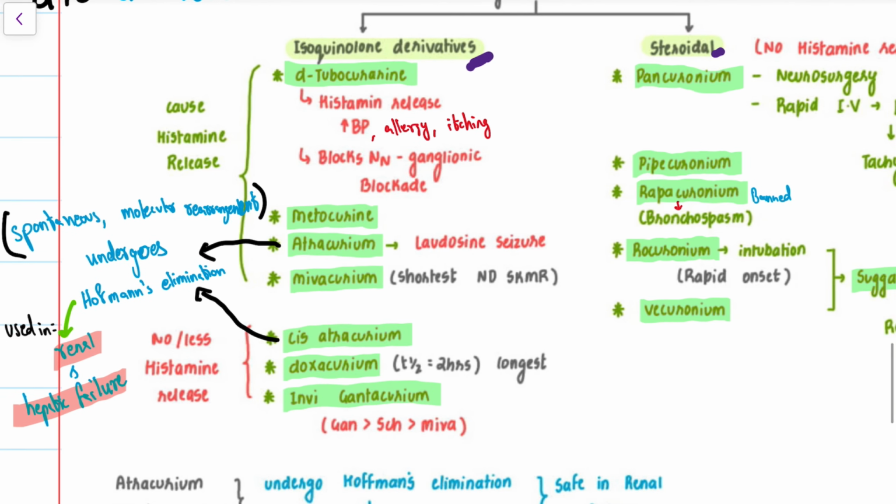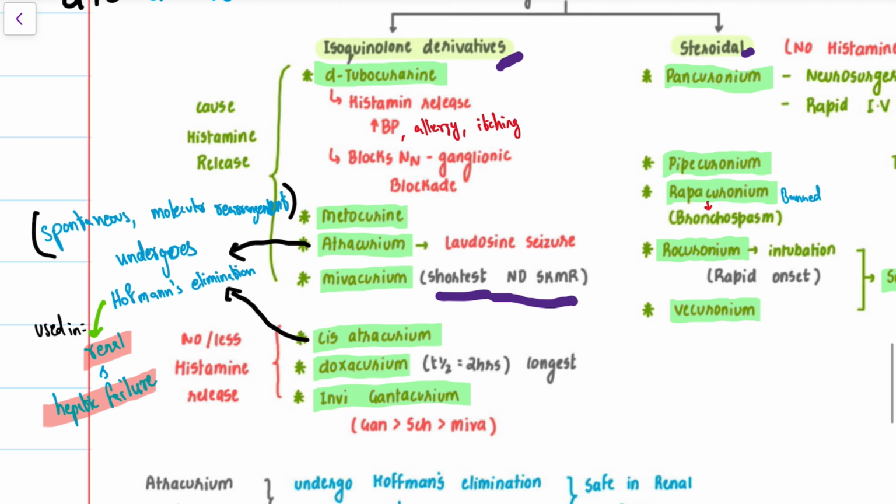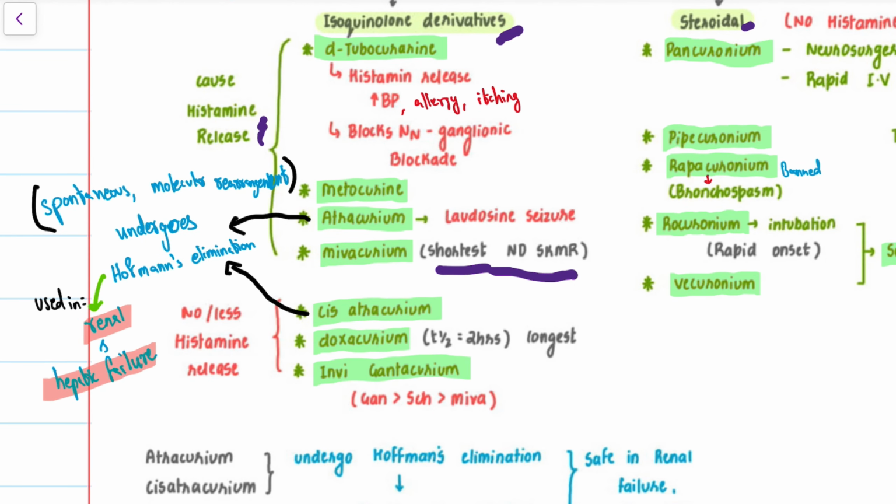Then the other examples are metocurine, atracurium, and mivacurium. Mivacurium is the shortest acting non-depolarizing SKMR. All of these examples cause histamine release, therefore causing allergic reactions. But the other examples, cisatracurium, doxacurium, and vecuronium, do not release histamine or release very little. So these are more preferred. And doxacurium's half-life is like 2.5 hours, so its duration of action is very, very high.